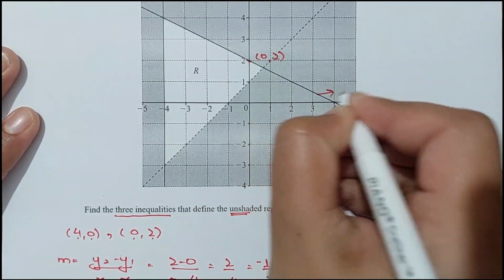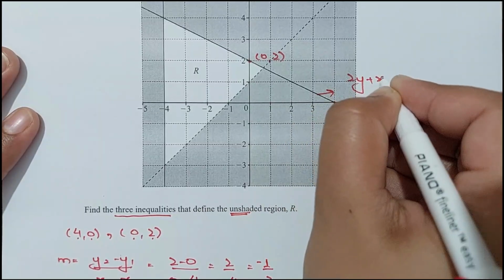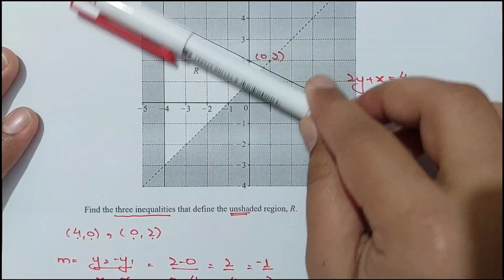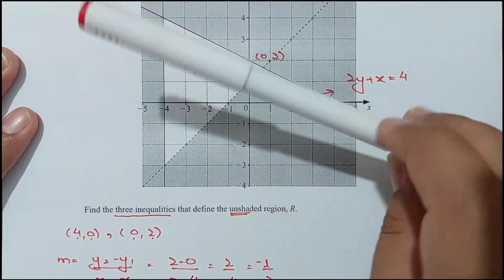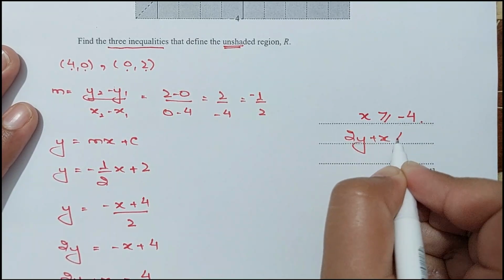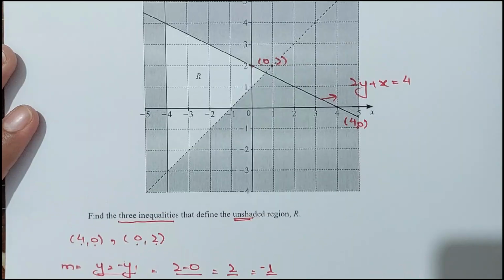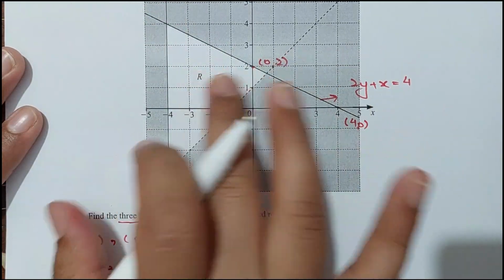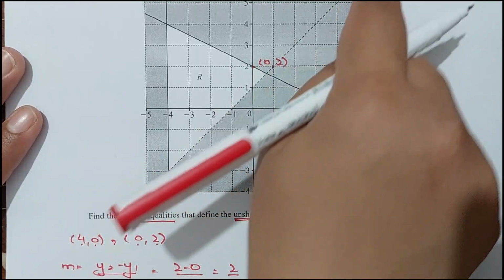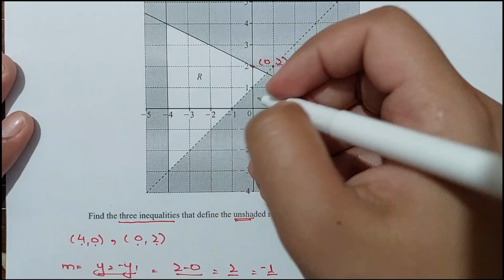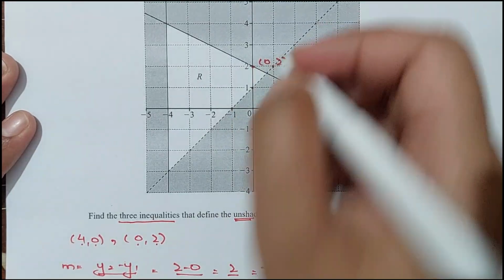This solid line is 2y plus x equals 4. So the unshaded one is this, the lower portion, and the solid line as well. So this is less than or equal. We can say the other inequality is 2y plus x is less than or equal to 4. Because it is a solid line, we use the equality sign, and the lower one is unshaded, so it is less. Let's find out the equation of this dotted line. Okay, the x-intercept is -1, the y-intercept is 1.